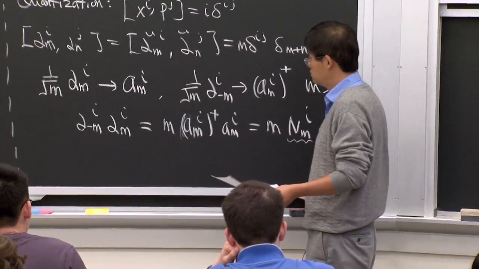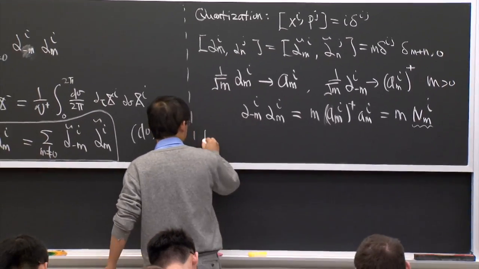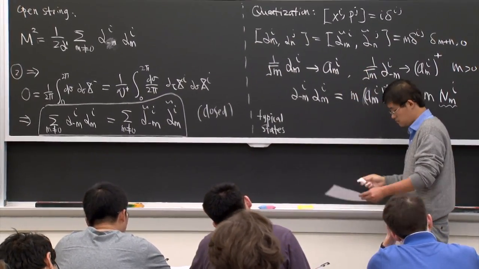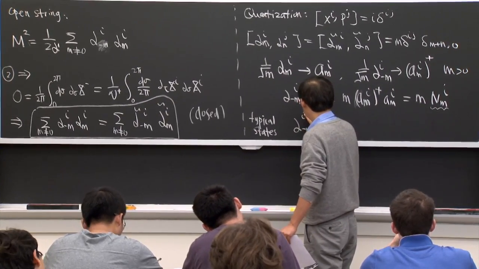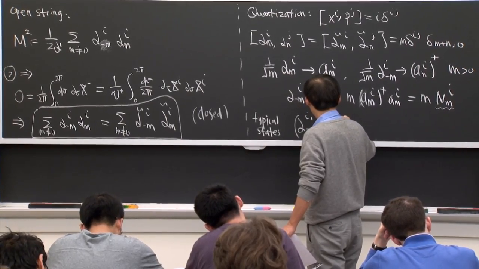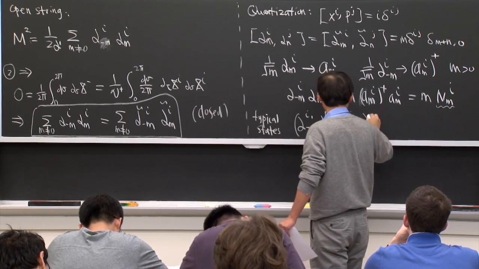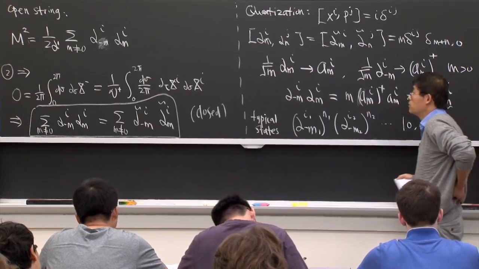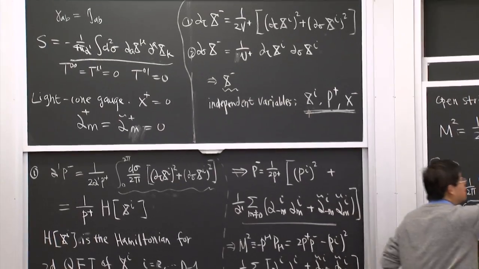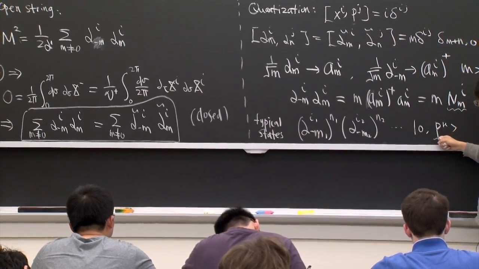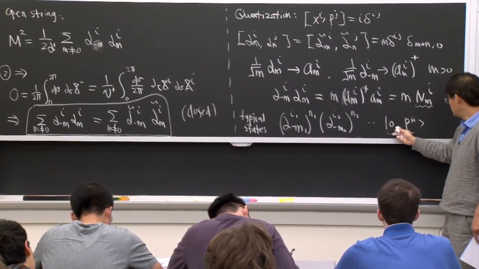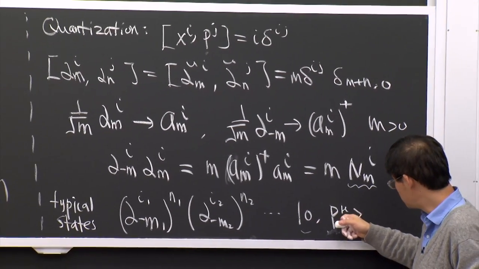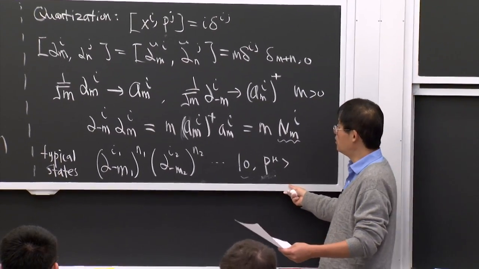And then the typical state of the system is obtained by acting those things on the vacuum. For example, for the open string, we only have one set of modes. So we'd have this form, alpha minus m1, i1, n1, alpha minus m2, i2, n2 acting on the vacuum. And the vacuum also has a quantum number p mu, because p plus and p i here are quantum operators. So we take the vacuum to be an eigenstate of them, and they're independent of those alphas. So this is the only vacuum for the oscillators, but it is still labeled by the space-time momentum of the string. So this is for the open string.